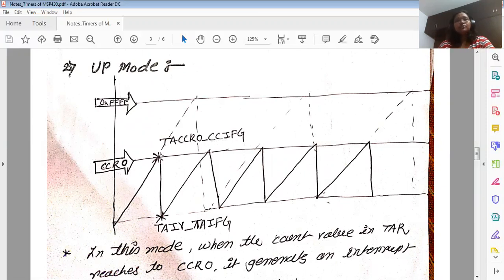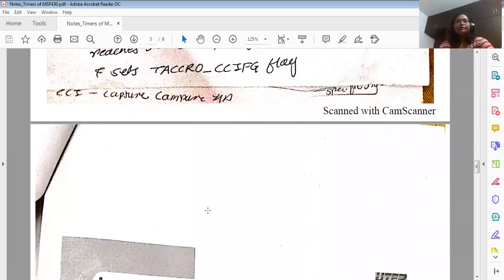That interrupt is TACCR0 underscore CCIFG. As soon as this interrupt occurs, the contents of the TAR register will be cleared, that is, it will be 0. And after clearing, when its content becomes 0, again one interrupt is generated. That interrupt is called TAIV underscore TAIFG. This process goes on. This mode is called the up mode. The maximum value of the capture compare register, you can keep as FFFFH. So this is about the up mode.